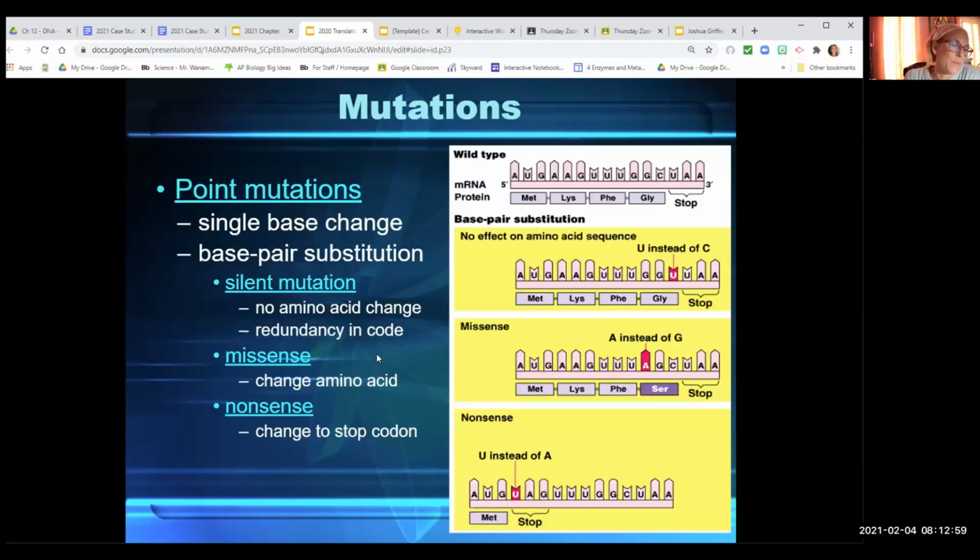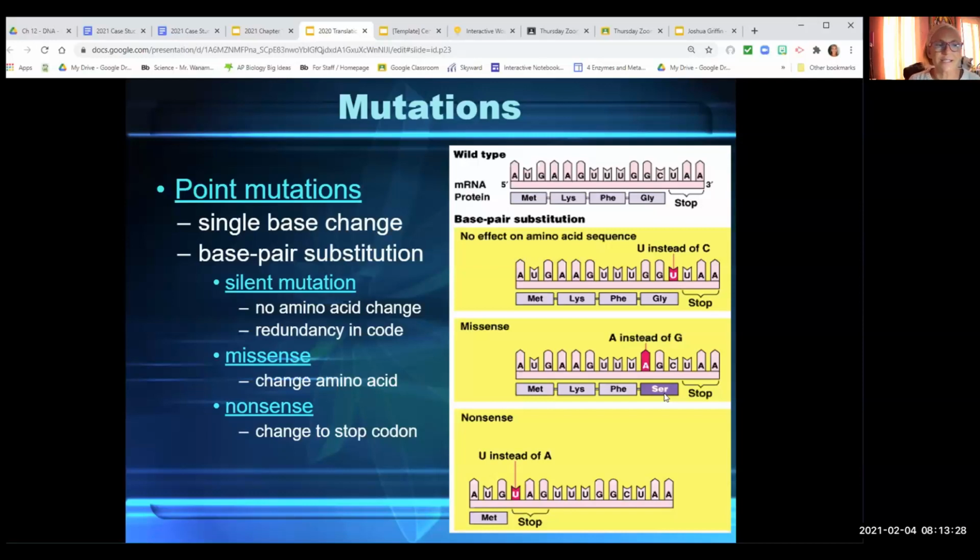Missense makes a mistake and grabs the wrong amino acid, right? So in this case, we changed, this is probably the 10th position. Originally we had a G and we changed it to an A. And therefore, instead of glycine, we grabbed serine. Now, serine may have different properties. It may have different ionic interactions, sulfide interactions, hydrophobic interactions. When those different interactions take place, the protein shape changes.